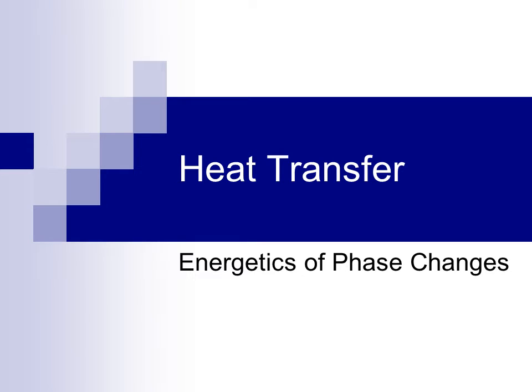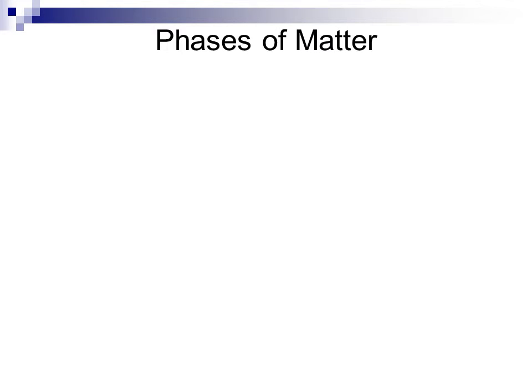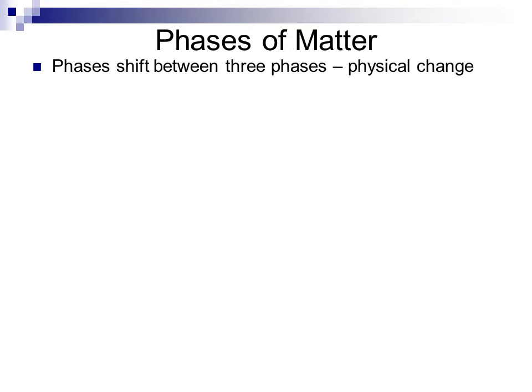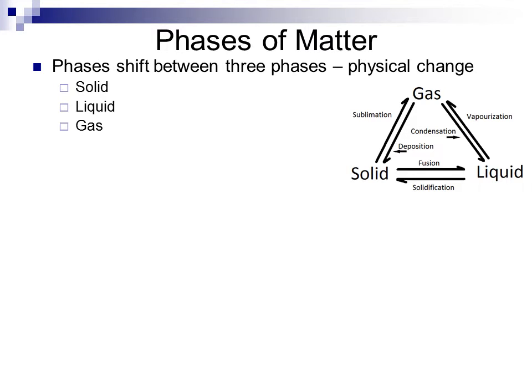Heat transfer and phase changes. Phases of matter transform between the three different phases due to changes in energy. The shift of the three phases is a physical change which occurs in a substance. We have solids, liquids, and gases which can interconvert between each other. If we look at an overall representation, there are 6 different terms that refer to changes within these systems.